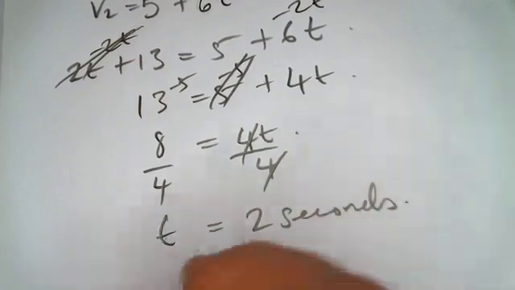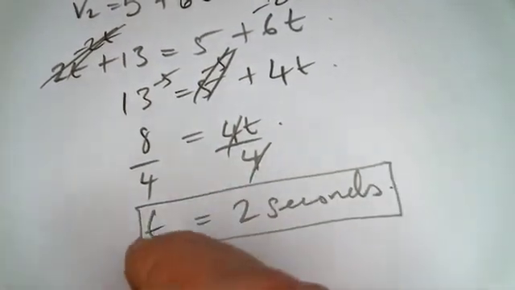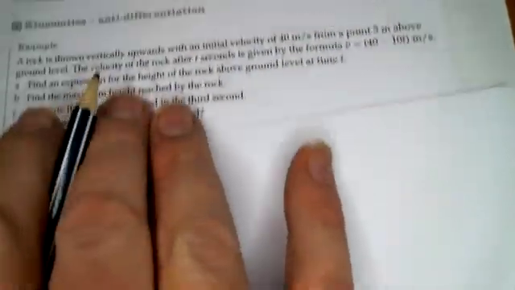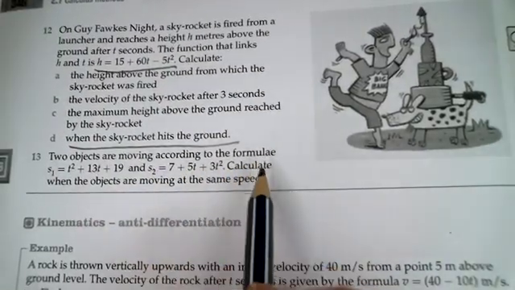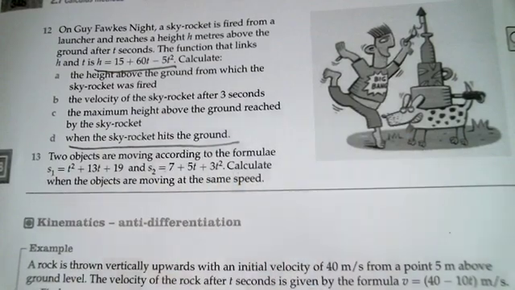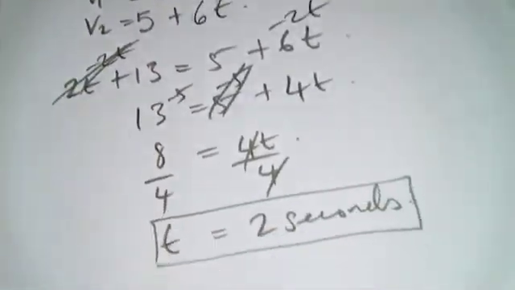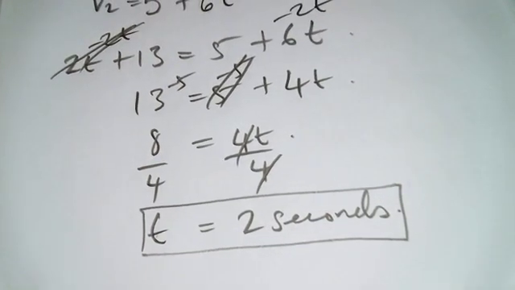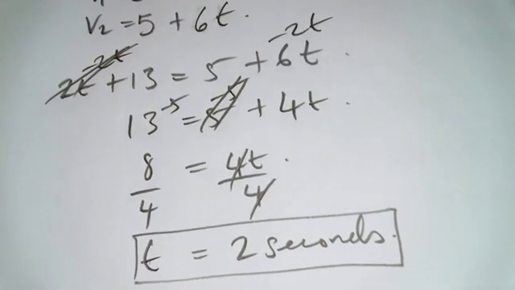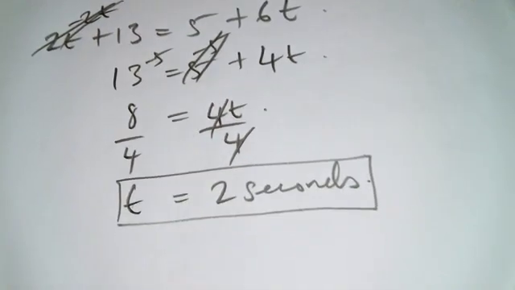Now again, you want that clarifying statement, and you want to be able to say that the two objects will be moving at the same speed when t equals 2 seconds. So you want to be able to state that. Anyway, that's my preferable way of doing it. I think there's less messing around and fewer things to manipulate in order to find the answer.